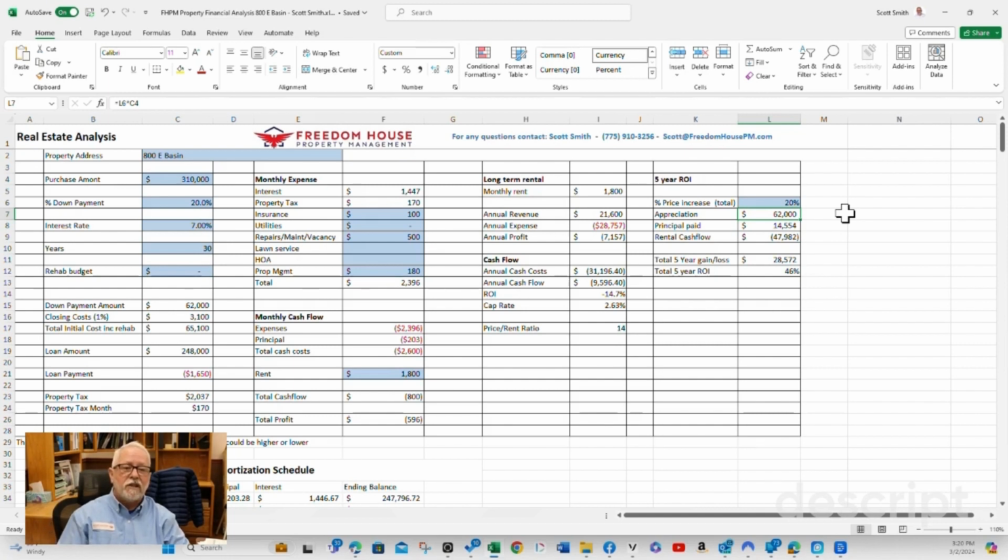So I guess what they're saying is at the end of 5 years, you should be able to sell it for $372,000. And over that five-year period, you paid $14,554 in principal, and then your cash flow is negative $47,982. So over the five-year period, if you take your appreciation and subtract out your expenses and whatnot, your five-year gain is going to be $28,572, which is a total of 46% return on investment. 46% divided by five, so that's a 9% return on investment each year.